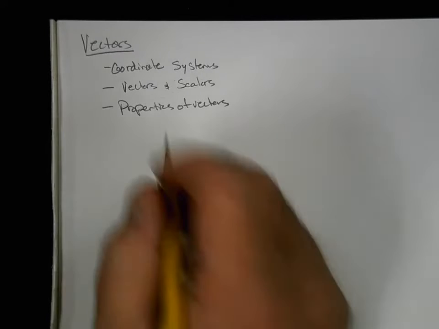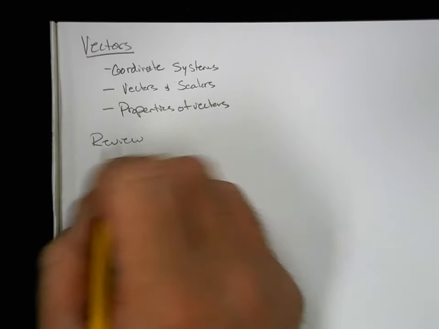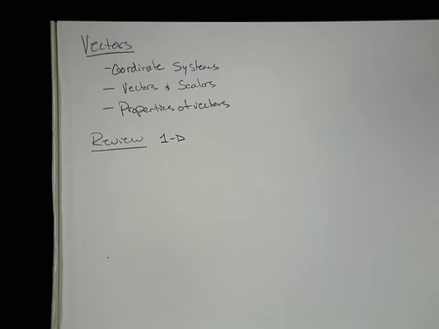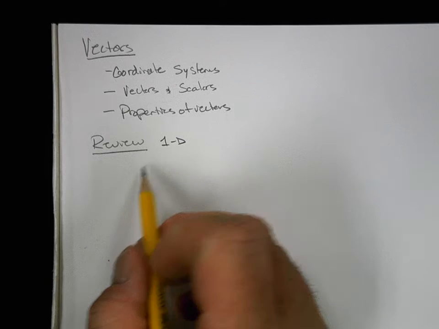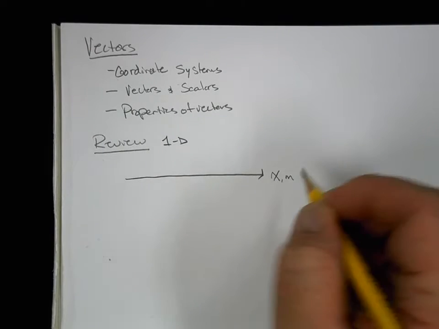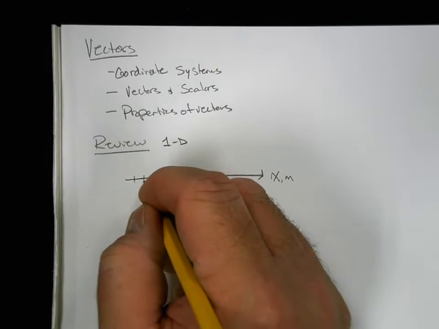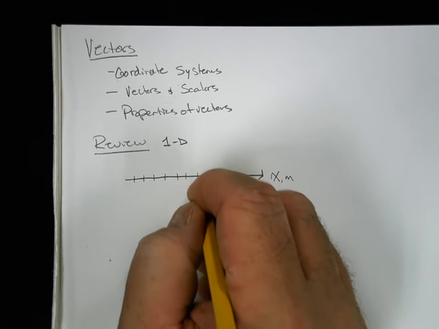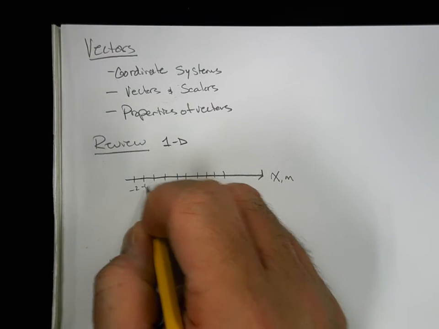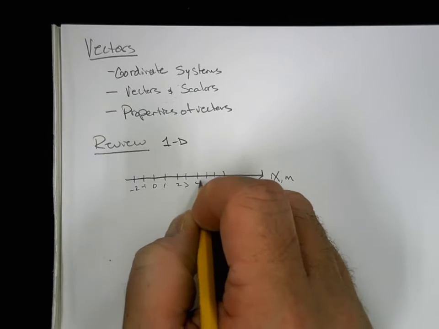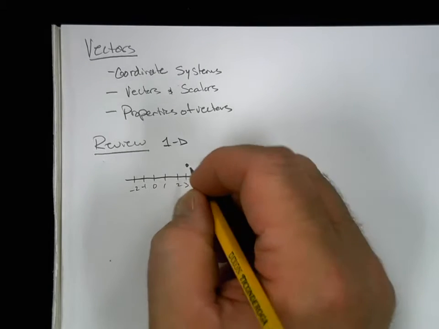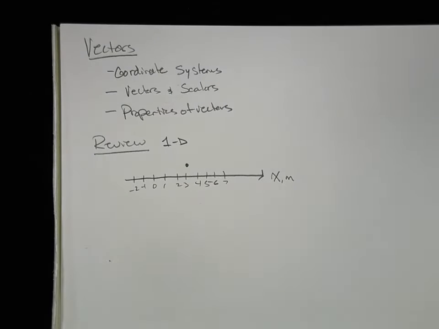So, real quick review. We have been working in one dimension, so let's draw our number line here, our x-axis. This is x in meters, and we have -2, -1, 0, 1, 2, 3, 4, 5, 6, 7. Let's say we have a particle that starts its motion at 3 meters.